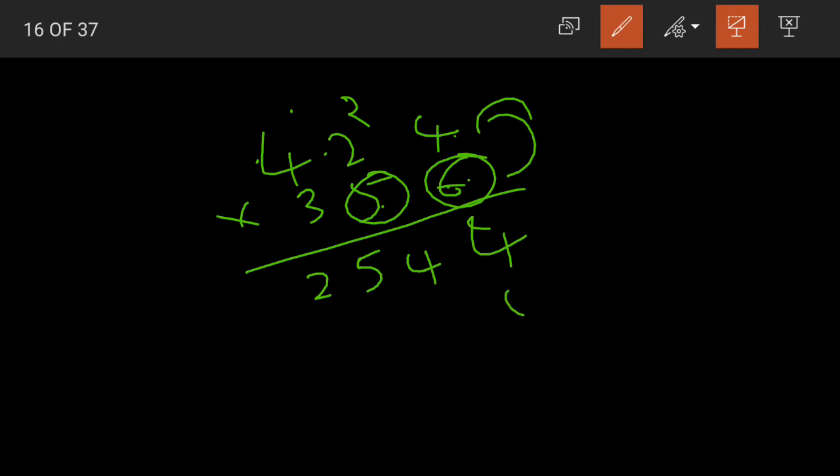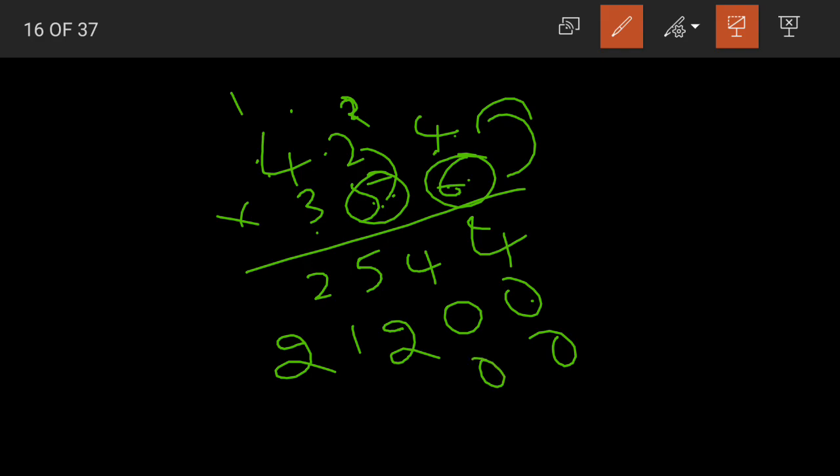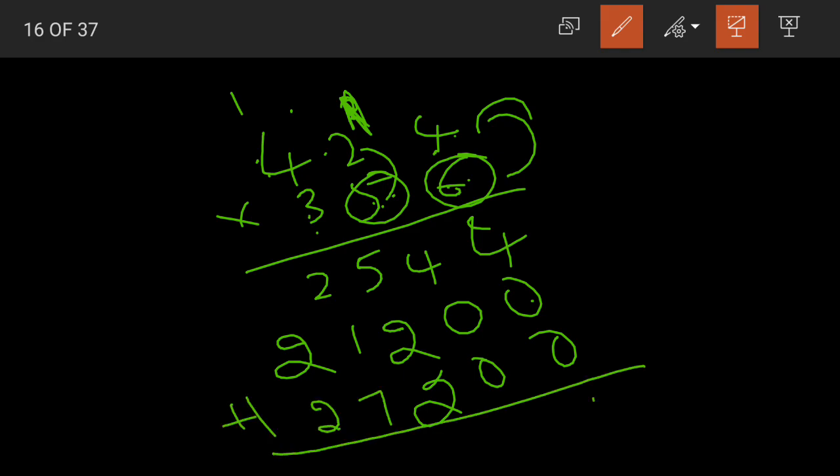Next, multiplying with 5, placing 1 0 first. 5 4s are 20, 0 here, 2 carried, 5 2s are 10 plus 2 is 12, 5 4s are 20 plus 1 is 21. Then lastly multiplying with 3, 3 4s are 12, 2 here, 1 carried, 3 2s are 6 plus 1 is 7, 3 4s are 12. Adding these up, 4, 4, 9, 10, 5 and 1.